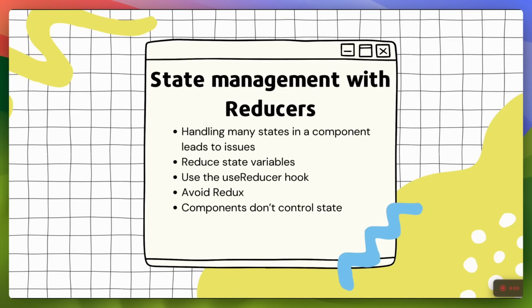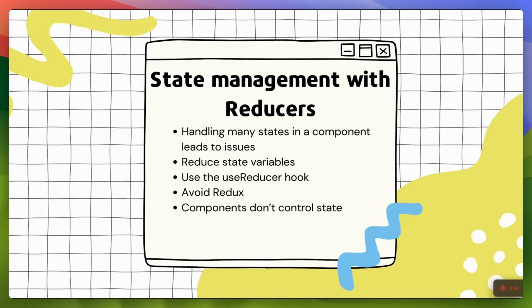Our next design pattern is called state management with reducers. This design pattern states that you should not manage state with React components. This is because in larger code bases, a single React component can have a lot of state variables, and this increases the length of the code file. Also, it increases the pressure on the component to manage all of those state variables.